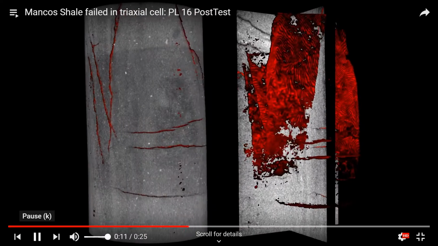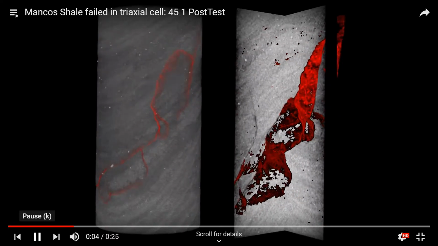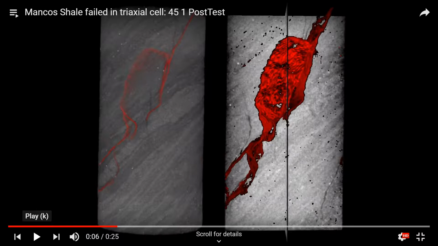And the last one that we're going to see are rocks now loaded at 45 degrees with respect to bedding. And we see kind of a main fracture, but then it crosses some of those laminations and goes like in a staircase, crossing some of those layers, but then following what you expect for shear.